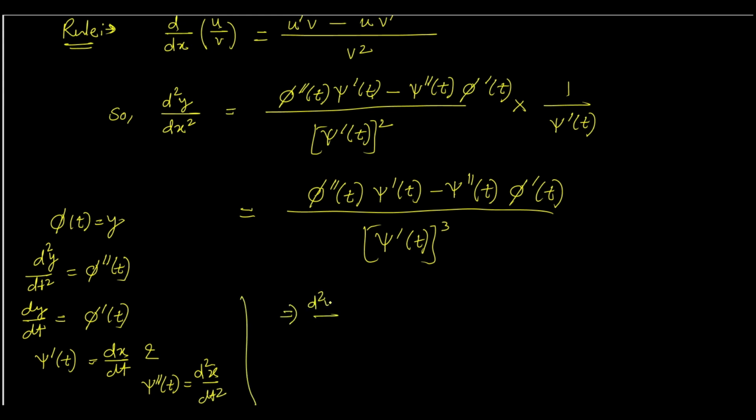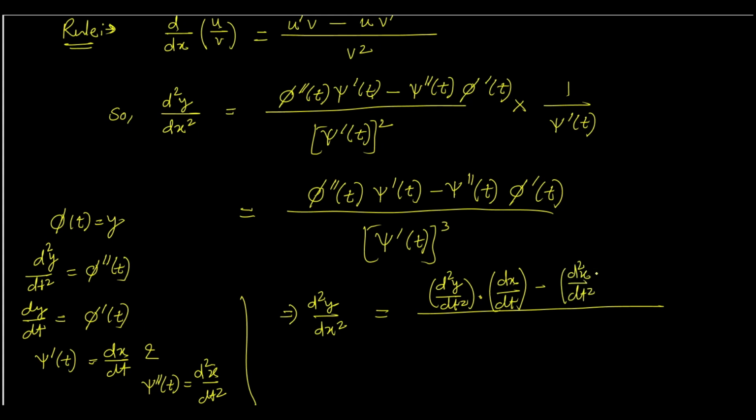So d2y dx square can be represented as phi double dash of t, that is d2y dt square, multiplied with psi dash of t, that is dx dt, minus psi double dash of t, that is d2x dt square, multiplied with phi dash of t, that is dy dt, over dx dt whole cube. This is our proof.